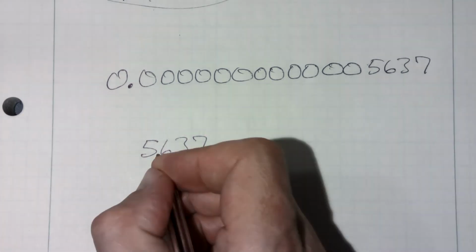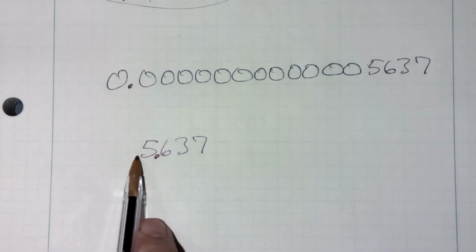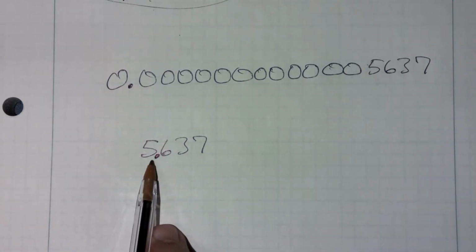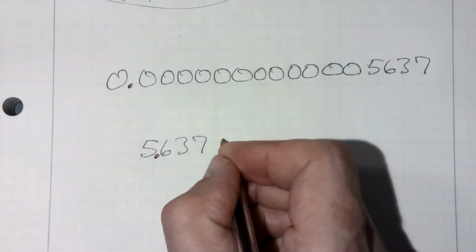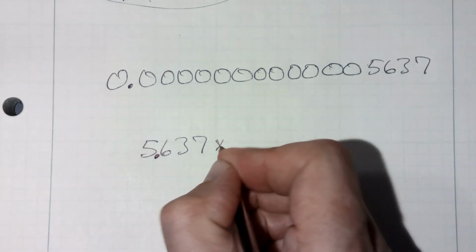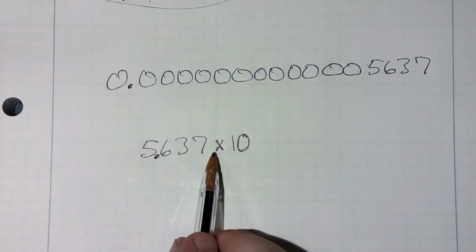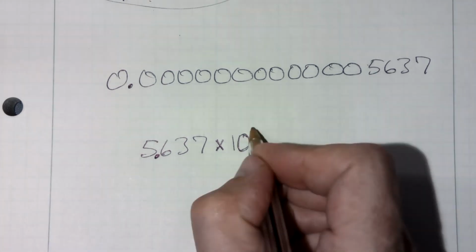So again, 5.637, it's larger than 1, but smaller than 10. But now what I'm going to do is I'm going to start not multiplying by 10, but you're going to go, Mr. Thorson, you wrote a times symbol there. But what I'm going to do is use a negative exponent.